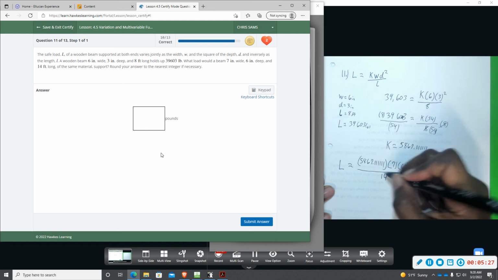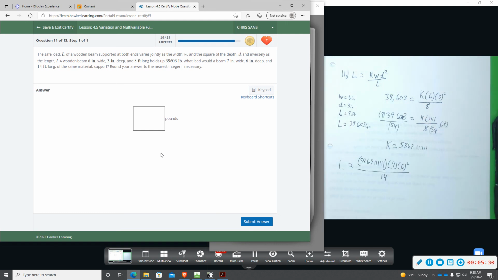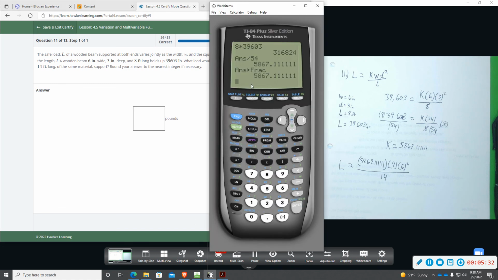So I'm going to type all this just like that into the calculator. So I already have the 58,67.11 up here, and I'm going to multiply that by 7, and then times 6 squared, and I'll get that numerator, and then we're going to divide by 14, and that gives us 105,608.